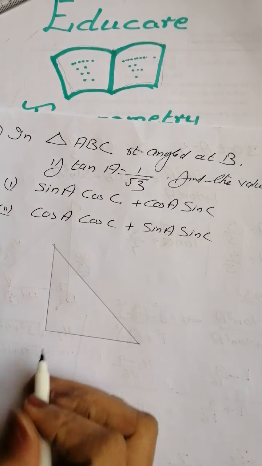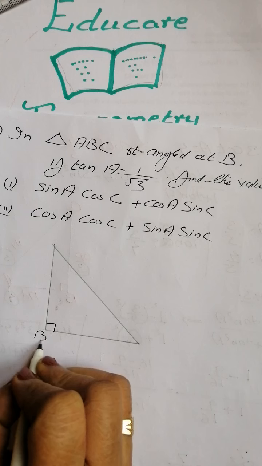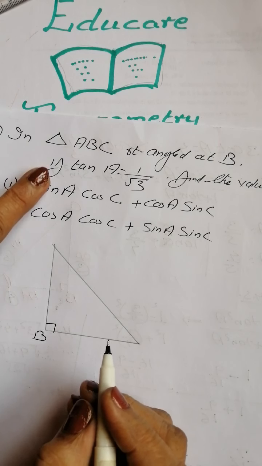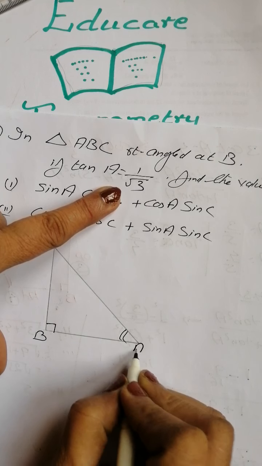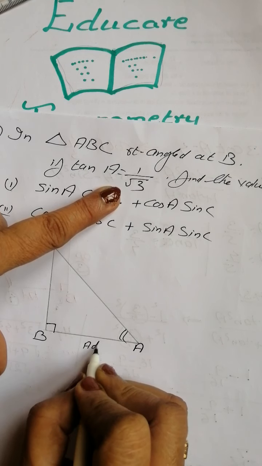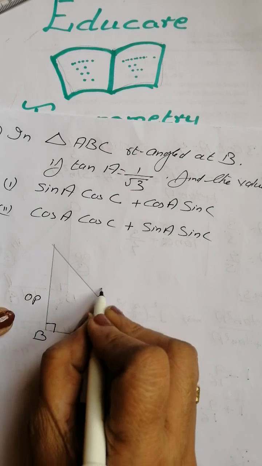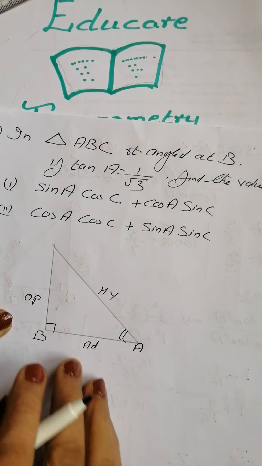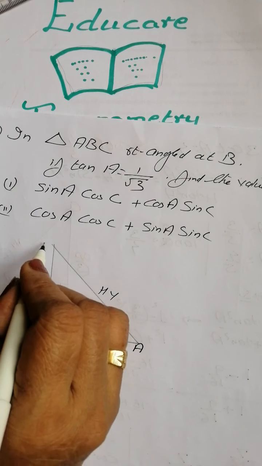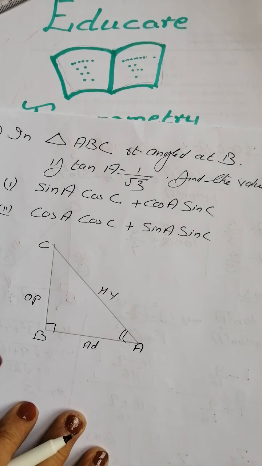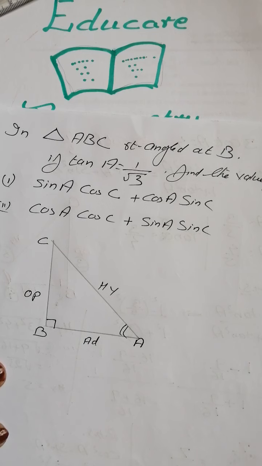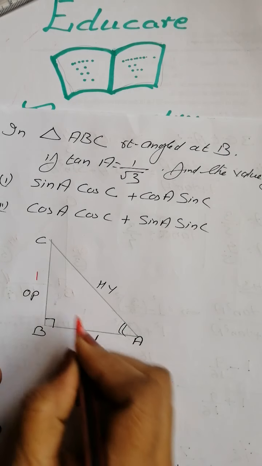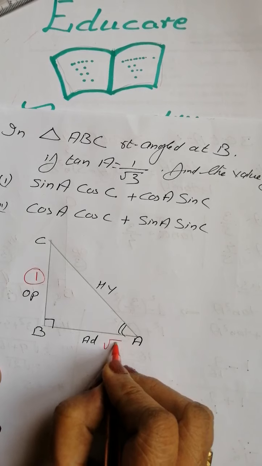In triangle ABC, right angled at B. Naturally, this will be B. Right angled at B, if tan A is equal to 1 by root 3, I will put A here because this will become adjacent, this will become opposite, this will become hypotenuse. Now, AB, this will be C. Now, tan A is equal to 1 by root 3. What is tan here? Opposite by adjacent. So, this is 1 and this is root 3.